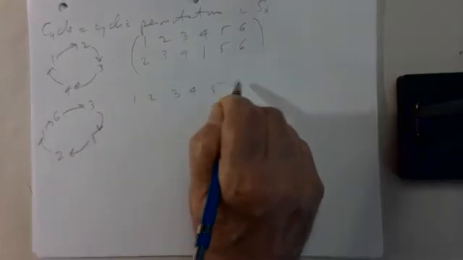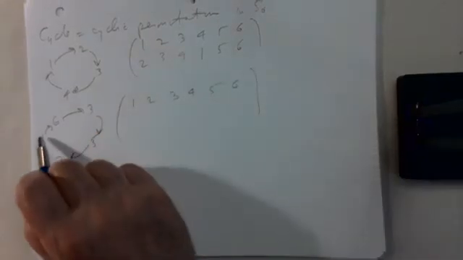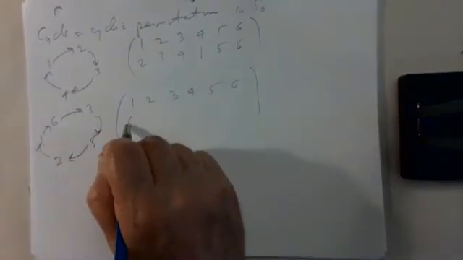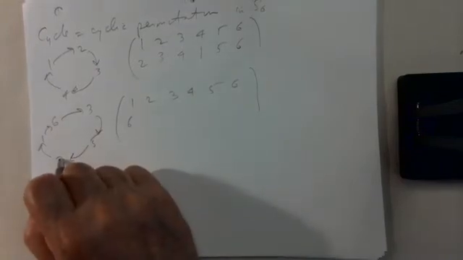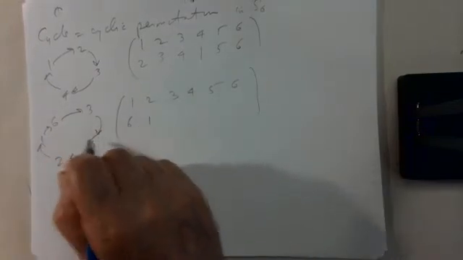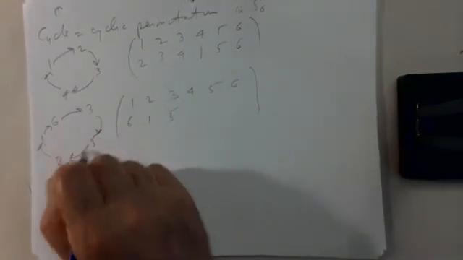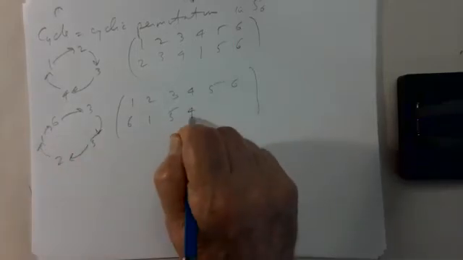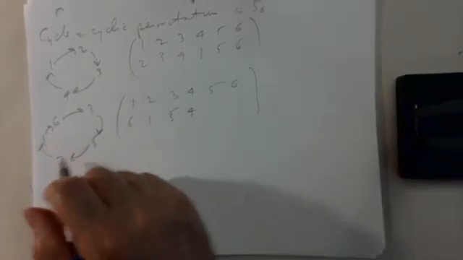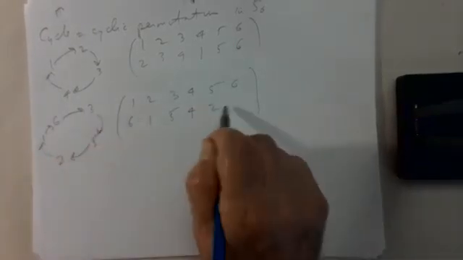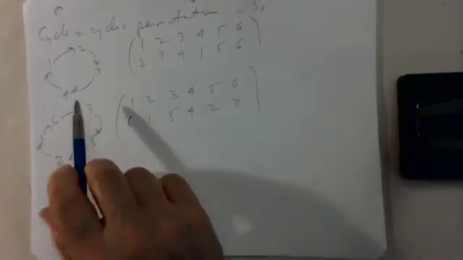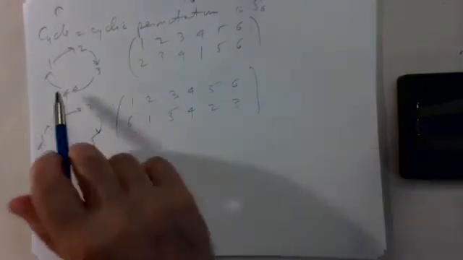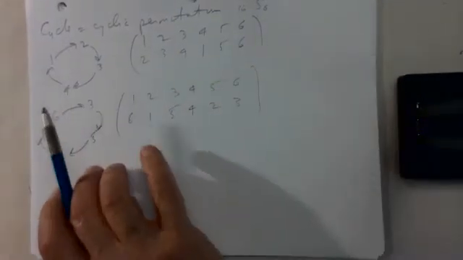And if you were to write this in standard form, see, 1 goes to 6, 2 goes to 1, 3 goes to 5, 4 is not here, so 4 goes to itself, it doesn't move. 5 goes to 2, and 6 goes to 3. So these are the standard representations of these cycles.